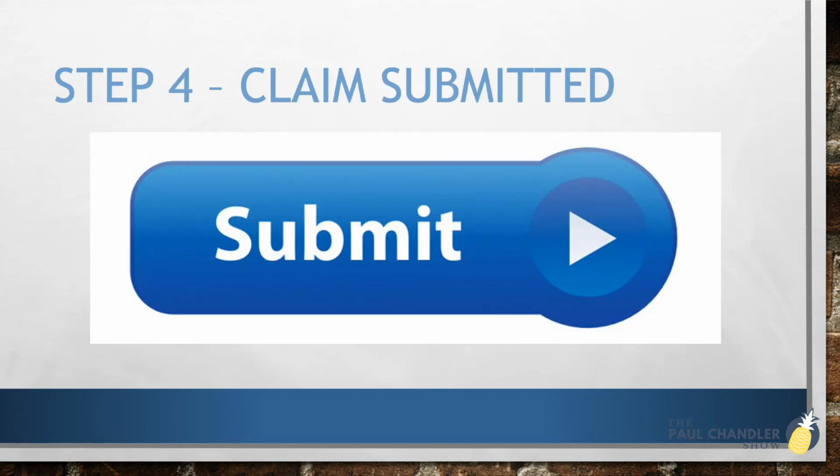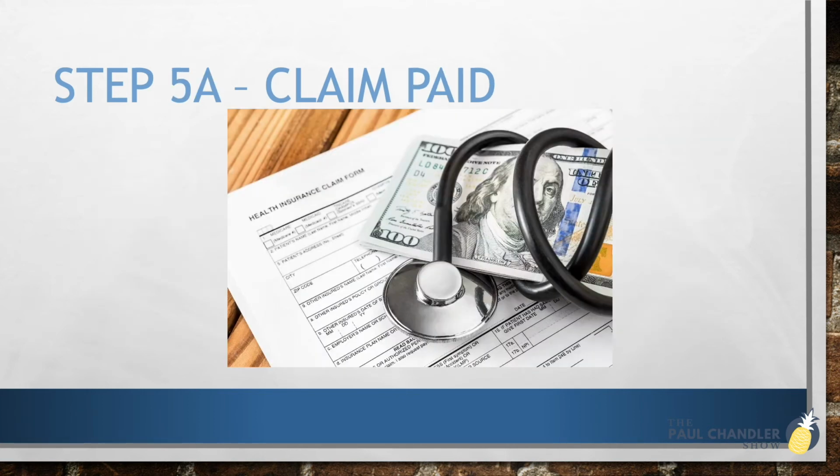Step number 4, after the coding has all been done, we simply click submit. If it's an electronic claim, or the old school paper claims have to be printed out, maybe it's a PIP, personal injury protection, or auto injury accident. No matter what kind it is, we submit the claims, whether electronic or paper. Now, after the claims are submitted, there are 2 different options.